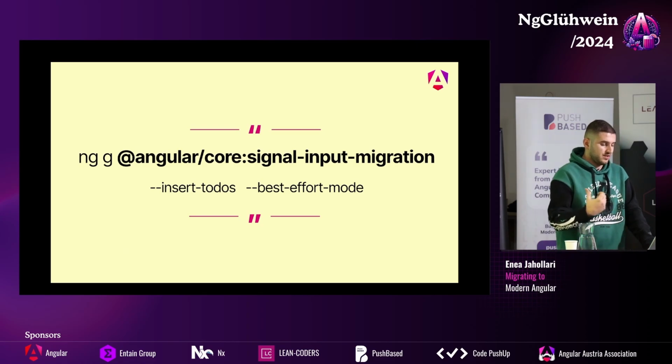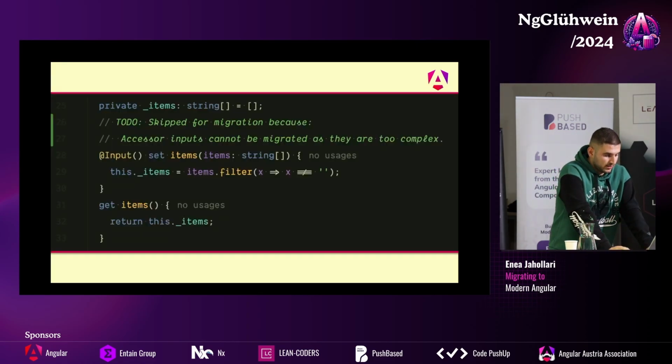And of course, there are these two new APIs: insert TODOs on best effort mode, which will add TODOs to your code base to tell you, hey, you cannot migrate this because it's too complex to migrate. And if you have input setters, you probably will have to do those manually.